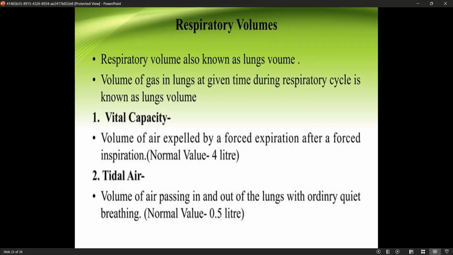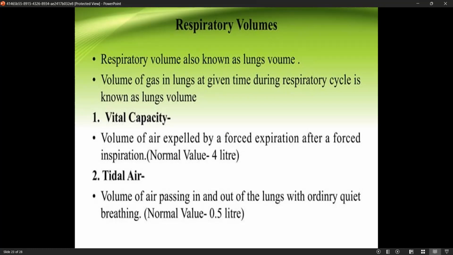So let's learn about some terms related to respiratory volumes. First is vital capacity. Vital capacity is the volume of air expelled by a forced expiration after a forced inspiration. So after a forced inspiration, whatever air is expelled from the lungs by forced expiration is the vital capacity. The normal value for that is 4 liters.